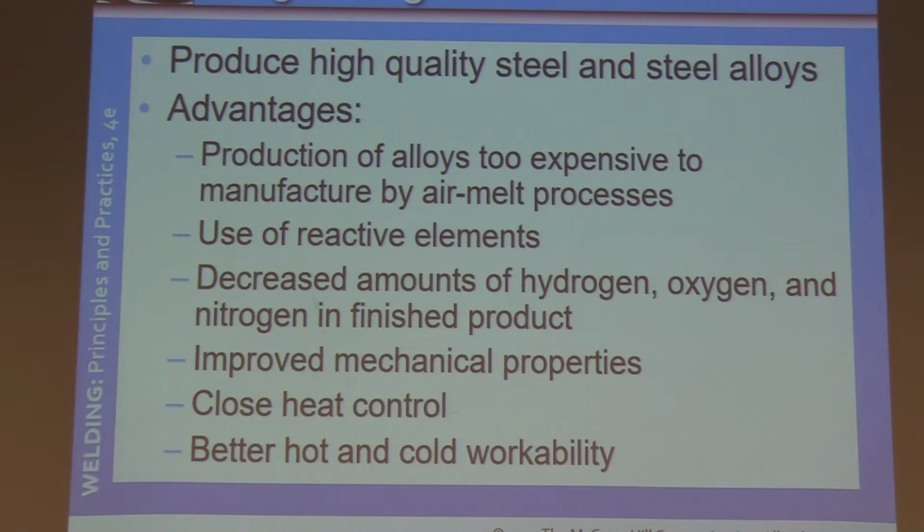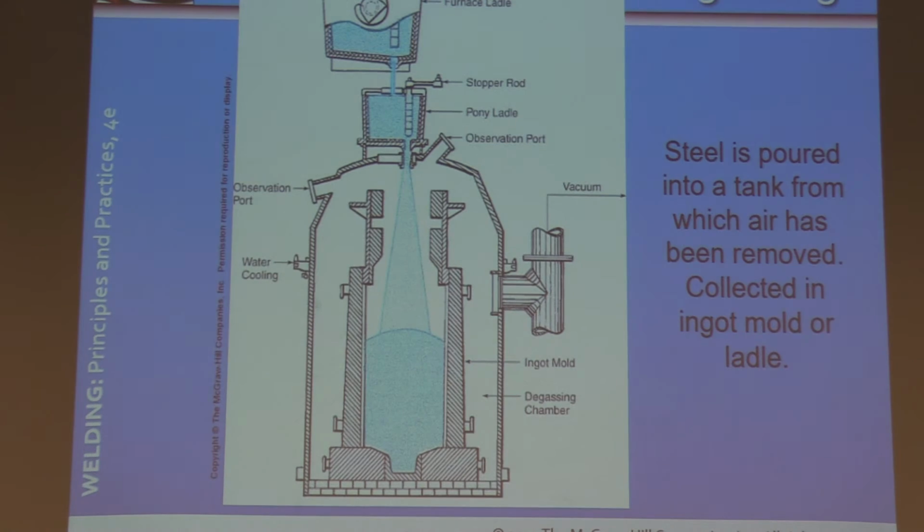The conventionally melted steel goes into a pony ladle and from there into the chamber. The stream of steel is broken up into droplets when it is exposed to vacuum within the chamber. During the droplet phase, undesirable gases escape from the steel and are drawn off before the metal solidifies in the mold. So there's your furnace, your pony ladle, and so forth.